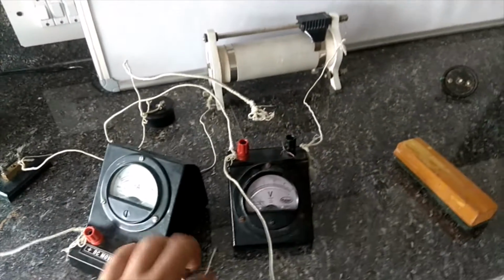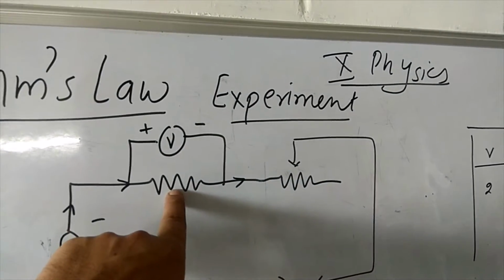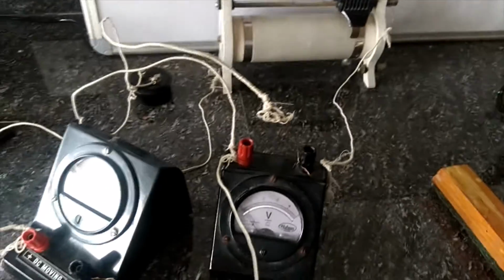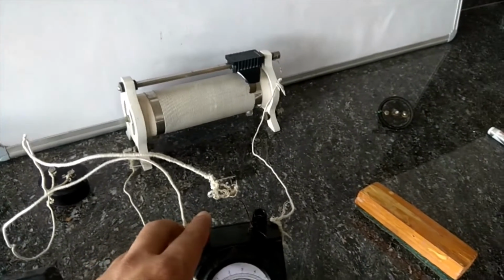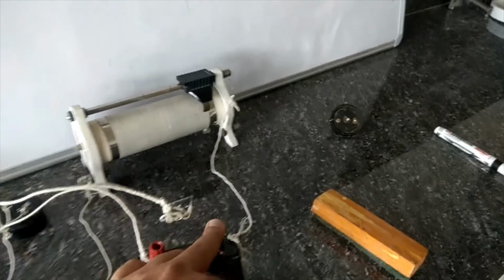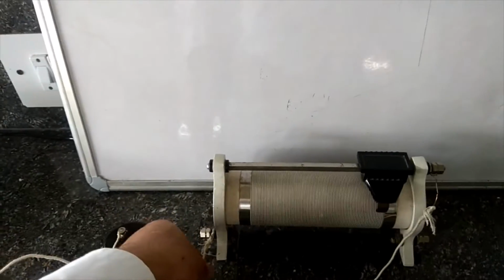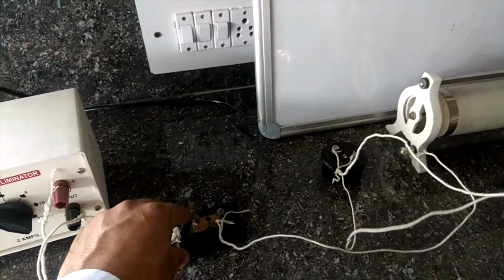Then the next connection we will connect to the voltmeter. You can see here the ammeter is connected with the voltmeter. Here the voltmeter and the resistor are parallel, one and the same thing. See here we have connected it this way. The negative we have connected with the voltmeter positive, and the negative to the rheostat. One terminal is upside and one is downside, right? Then this connection we have given to the key. This is called a one-way key.